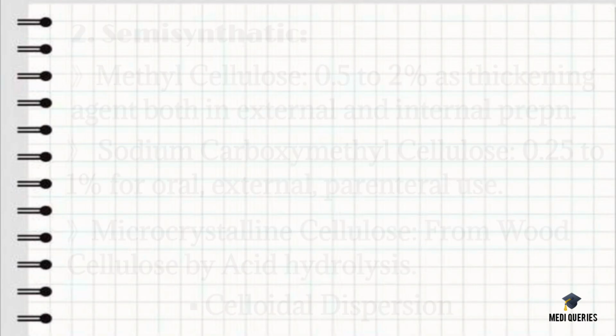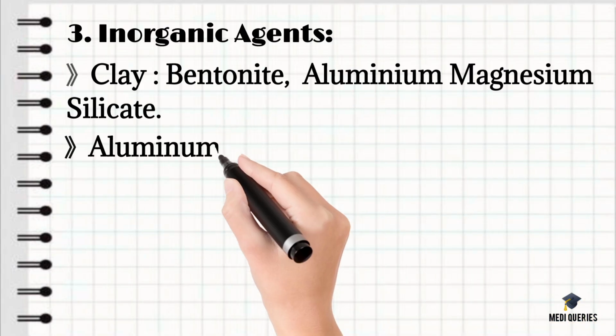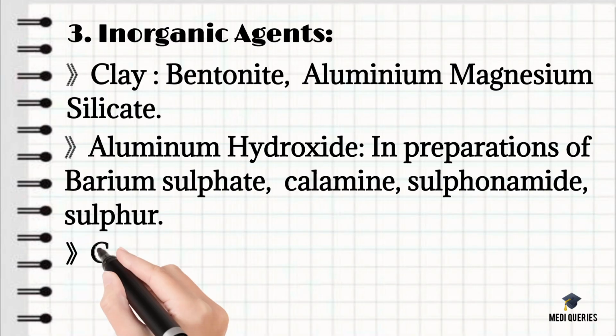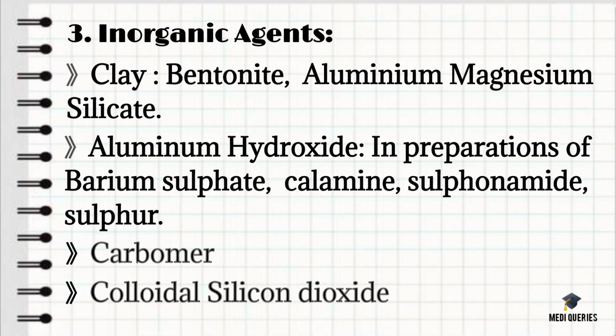And next one is the inorganic agents. First one is the clay. So bentonite and aluminum magnesium silicate are very commonly used as thickening agents. So bentonite is a very pale buff or creamy hygroscopic powder here. A 2% suspension is used for suspending indiffusible solids in external preparations such as calamine lotions. Okay, so aluminum magnesium silicate is a creamy white, colorless and tasteless powder here. So it is used as a thickening agent both in the external and the internal preparations.